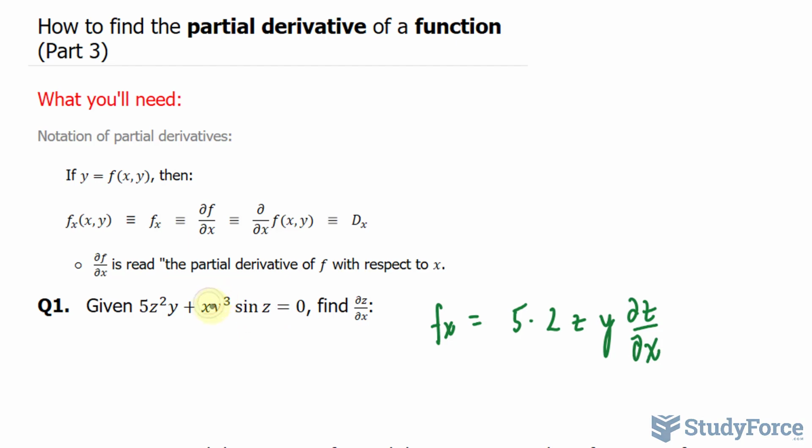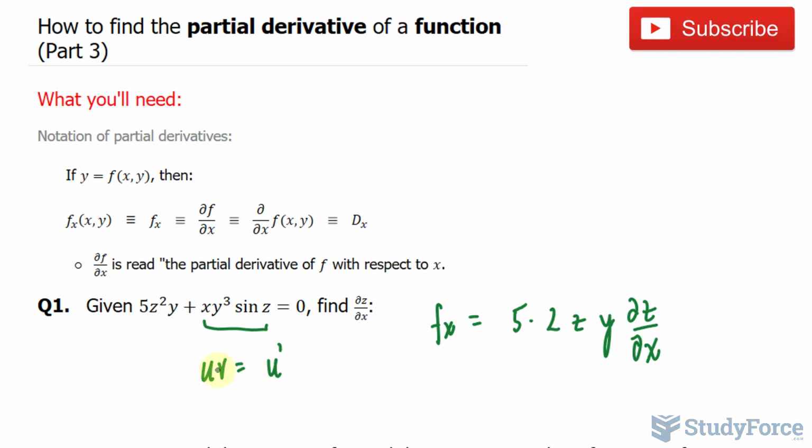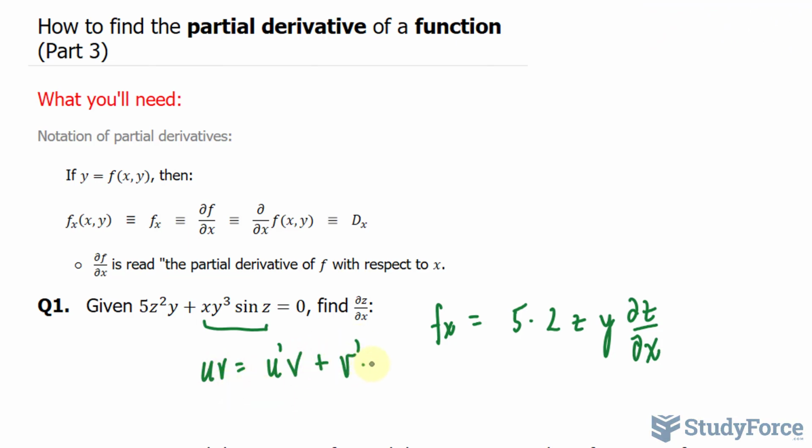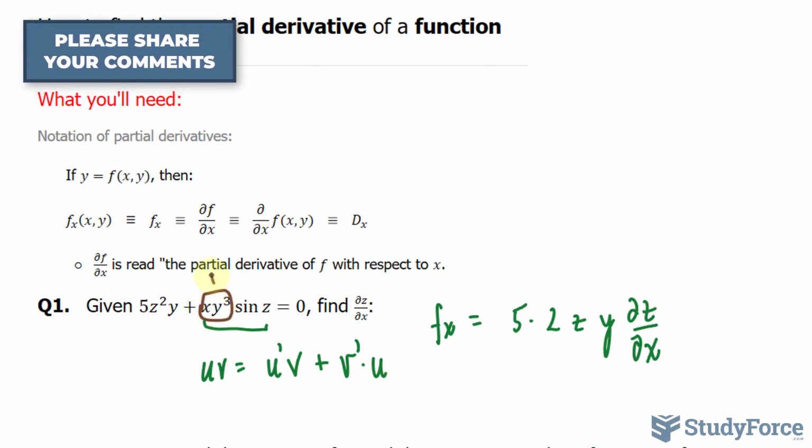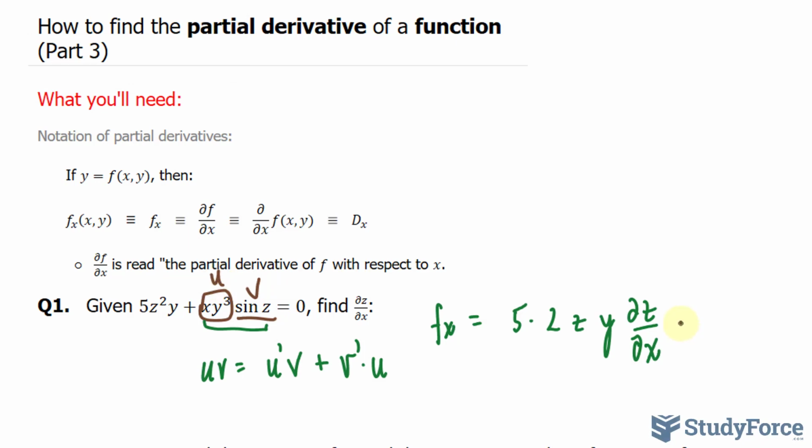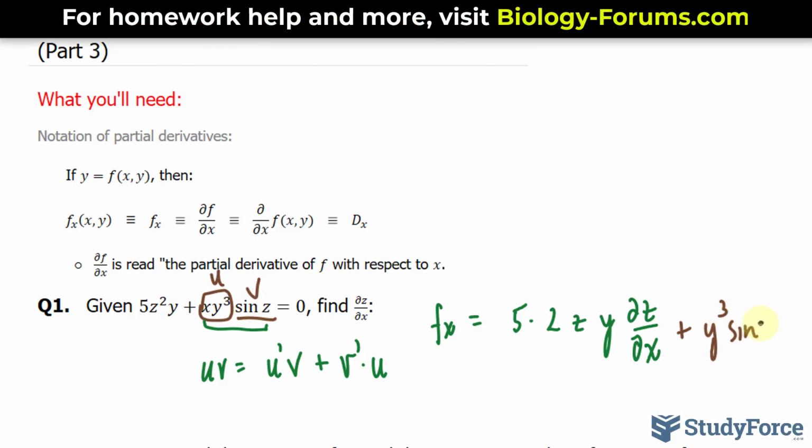Now, for the next term, this part, we have to use the product rule. And if you recall, the product rule goes something like this. If we have a function, u times v, we take the derivative of u, and we multiply it to the factor v, and then we take the derivative of v and multiply it to u. So in our case, let's call this u, and we'll call this v. We'll start by taking the derivative of u, and that is, with respect to x, and y is a constant, we have y to the power of 3, times v, so sine z.